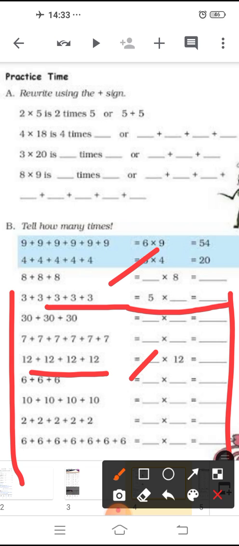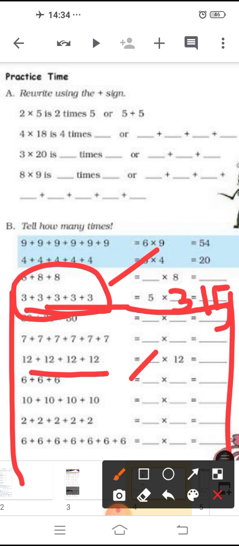Now 3 plus 3 plus 3 plus 3 plus 3 means they have written 5 times, meaning how many times they are multiplying or adding, that they have written. So 5 into 3 means 5 3s are 15. And if you are adding 3 5 times, that will also give you the same. If you are adding with this, that will also give you 15. And if you are multiplying 5 into 3, that will give you 15. Understood?